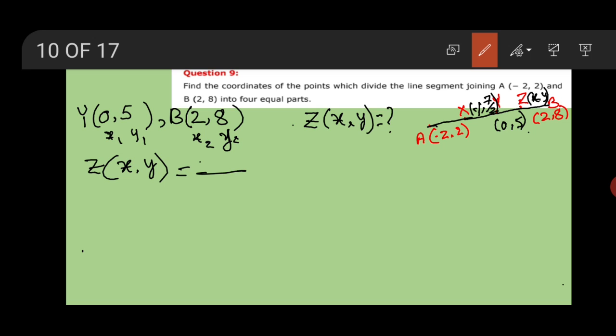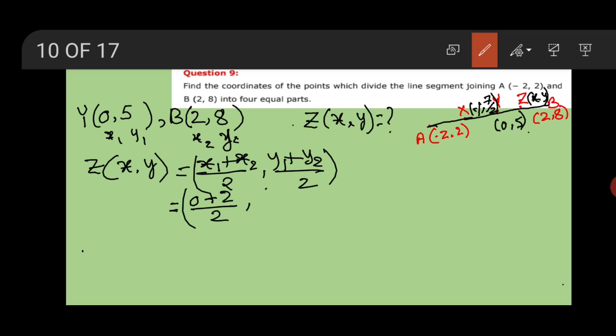Coordinates of z (x, y) is equal to (x1 plus x2) divided by 2 and (y1 plus y2) divided by 2. Here, what is x1? x1 is 0 plus x2 is 2, divided by 2, and y1 is 5 plus y2 is 8, divided by 2. It is equal to 2 divided by 2, and 8 plus 5.